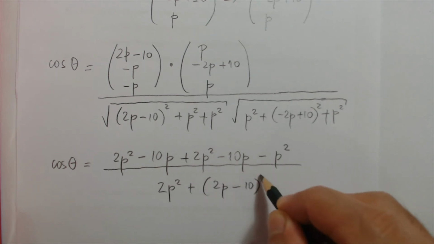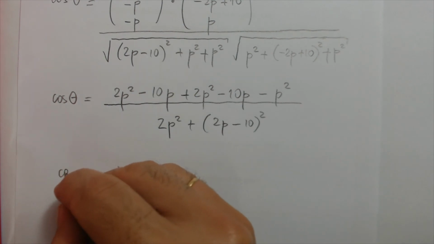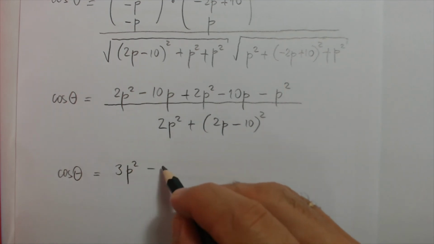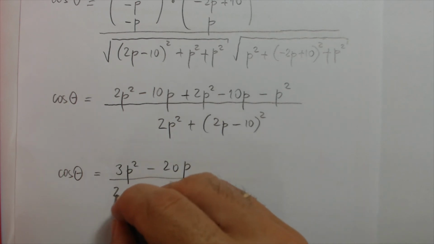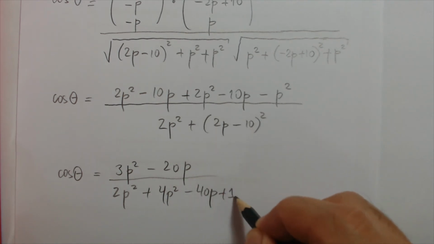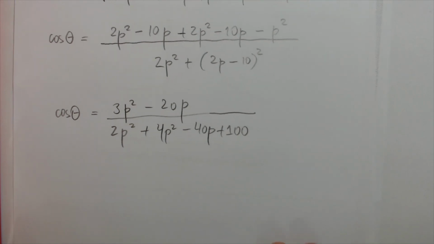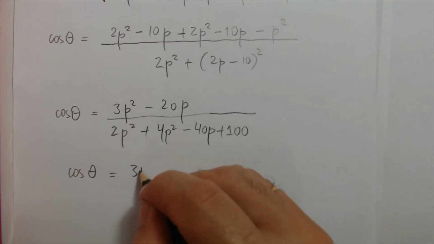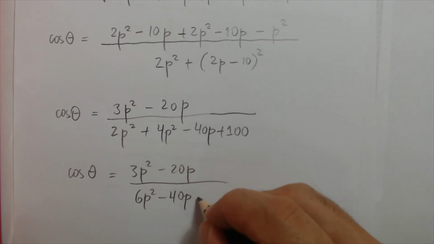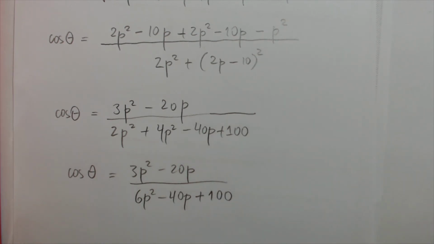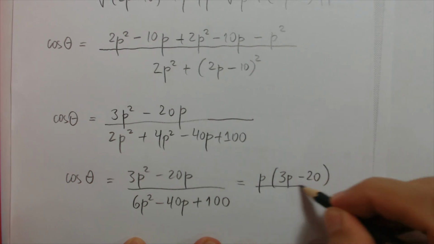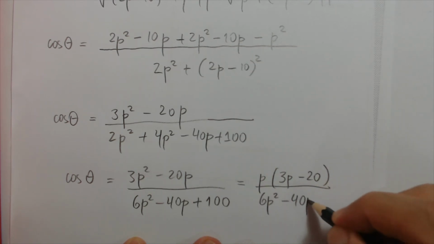So we are left with 2P squared plus 2P minus 10 squared. Cos theta is 2 plus 2, 4, minus 1, 3P squared minus 20P on the denominator, 2P squared plus 4P squared minus 40P plus 100. Then cos theta is equal to 3P squared minus 20P over 6P squared minus 40P plus 100. Factorizing the numerator: P, 3P minus 20. The denominator is the same, 6P squared minus 40P plus 100.